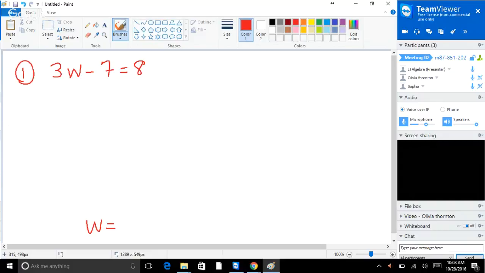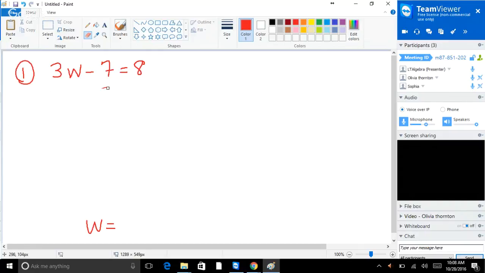So this is kind of one way to think about it. Right now, W is being multiplied by 3, and W is also being subtracted by 7. Those are the two things that are happening to W. So we need to undo those in order to get W by itself. One of the tricky parts of solving equations, and you can actually do either in either order, but there's a definite order that's easier than the other.